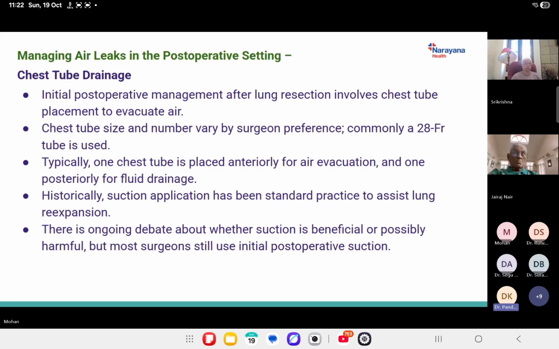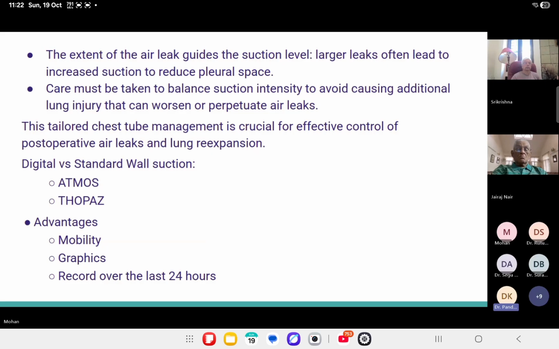Historically, suction application has been standard practice to assist lung re-expansion. There is ongoing debate of whether suction is beneficial or possibly harmful, but most surgeons still use suction in the initial postoperative period. The suction level depends on the extent of air leaks. Larger air leaks often lead to increased suction to reduce pleural space. Care must be taken to balance the suction intensity to avoid causing additional lung injury that can worsen or perpetuate air leaks. This tailored chest tube management is crucial for effective control of postoperative air leaks and lung re-expansion.